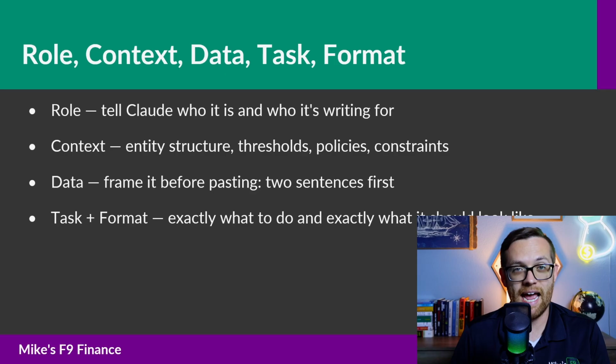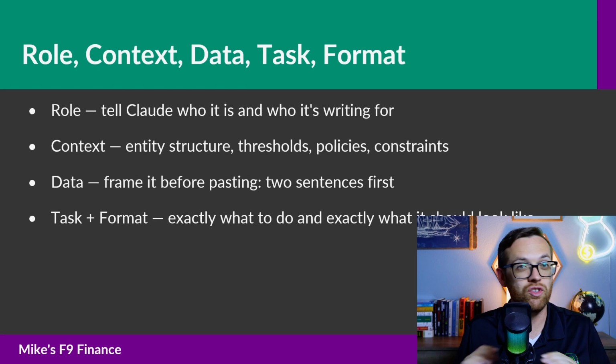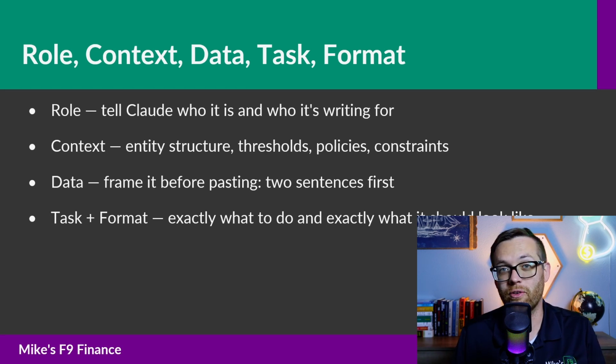Then fourth, the task. Exactly what you want Claude to do. Be precise. Don't say analyze the data. Say identify any accounts below their operating minimum. Flag any single transaction over $10,000. Calculate the consolidated operating balance across all 3 locations. Highlight any accounts where the balance is within 20% of the minimum, even if they're not below it yet. That's the difference between a vague instruction and one that produces review-ready output.